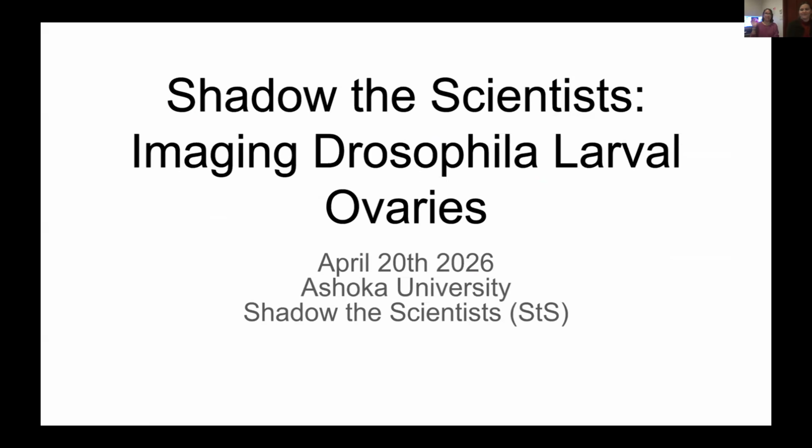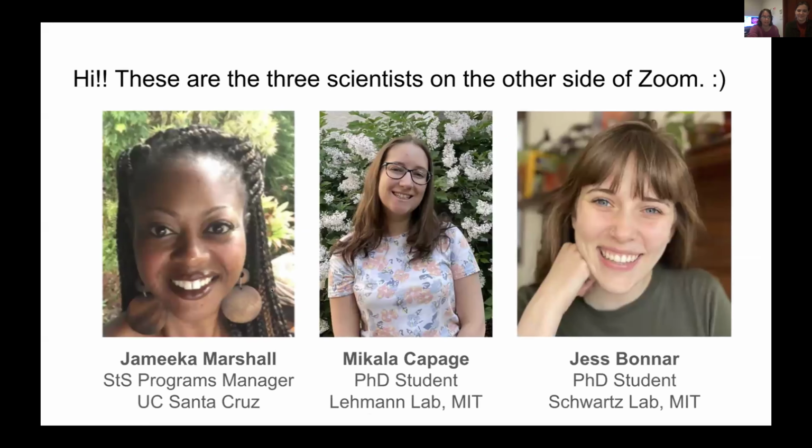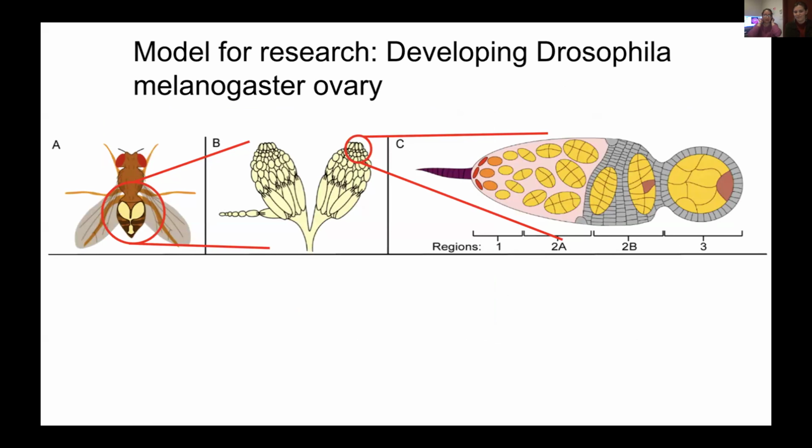So hi everyone. Today we are going to be, as Jamika said, imaging Drosophila larval ovaries. So for a little bit of background, before we get in, the model that I use in my research in the lab is the developing Drosophila melanogaster ovary. So Drosophila melanogaster are just like your basic fruit fly. And they are a really fantastic model for developmental biology and for basic research in general. And particularly, in my lab we focus on what's called germ cell biology. So how the fruit fly makes eggs that then allow the generations of flies to continue.